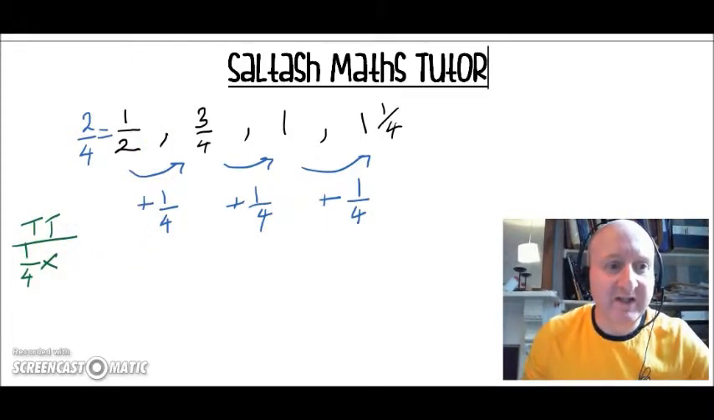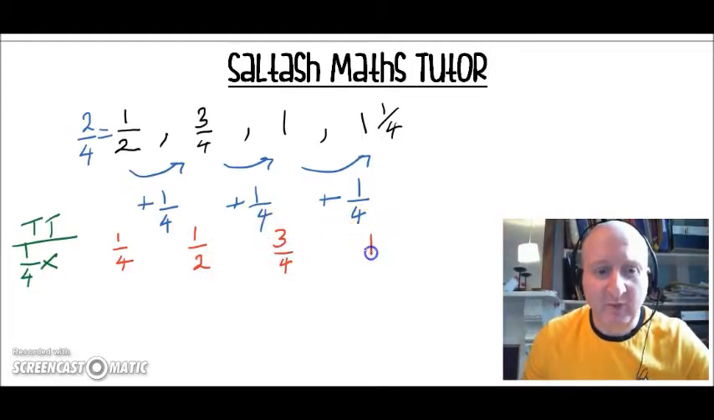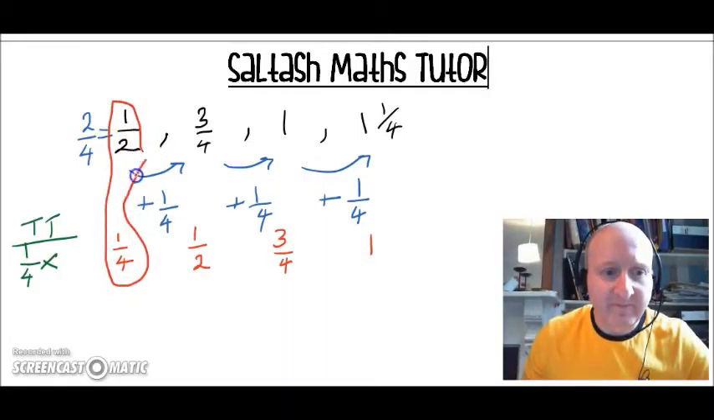The next thing I'm going to look at is, well, what is that quarter times table? So it should be a quarter. Then it should be 2/4, which we know is a half. Then it should be 3/4. Then it should be 1. So what have I had to do here to go from what should be the quarter times table up to a half? Well, I've had to add a quarter.